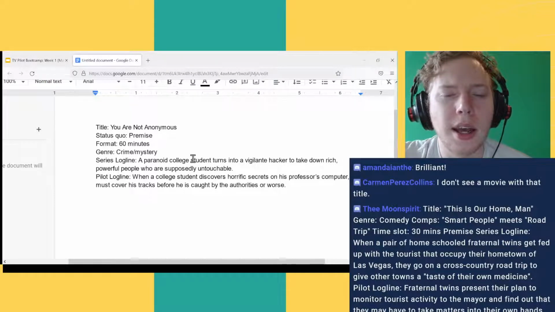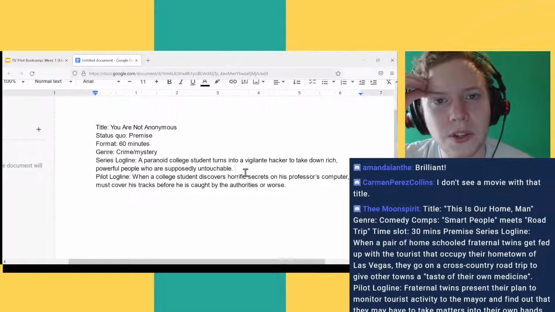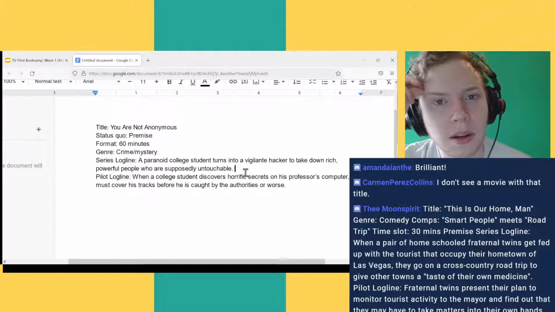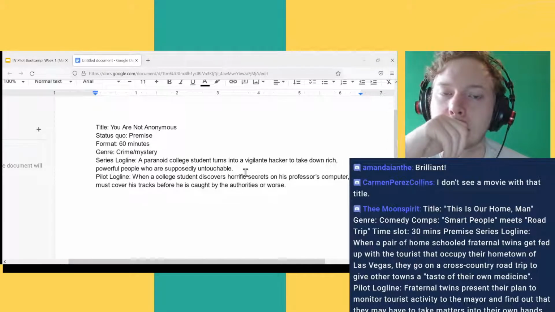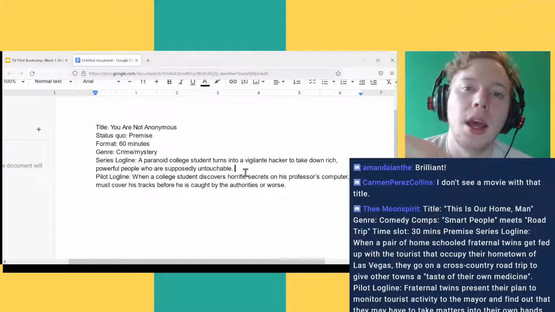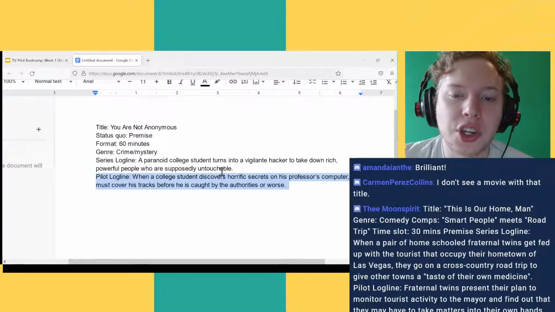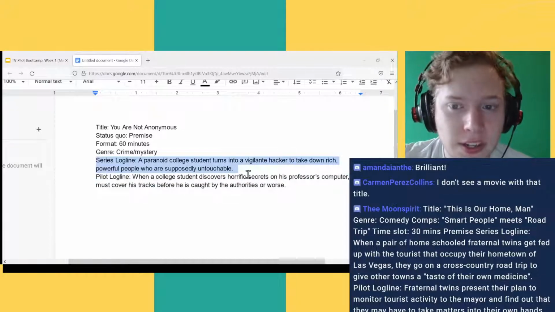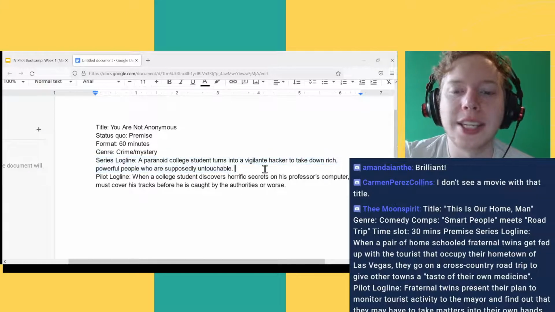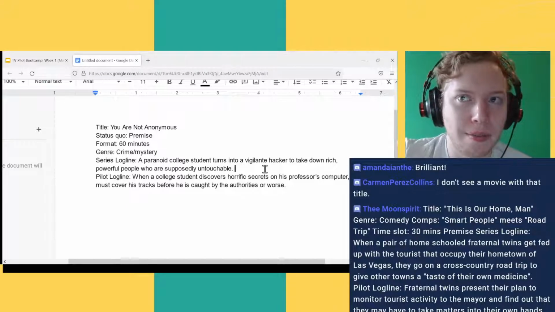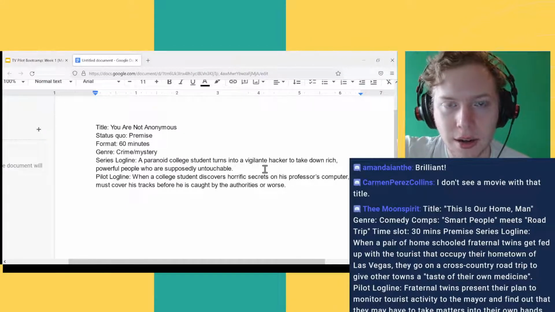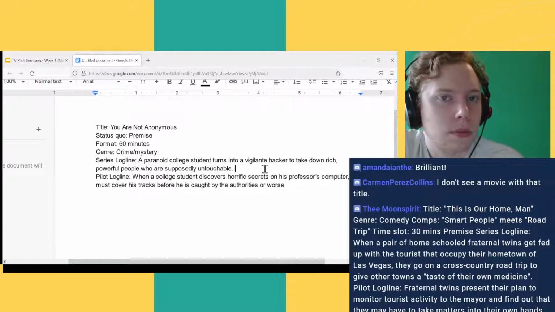But how is he choosing his targets though? I haven't gotten to that part yet. His first episode is just about him discovering the stuff on his professor's computer, and then he's trying to cover up his tracks. Okay. Because I would want to know what's actually motivating him a little bit in the series logline. I don't think he's just trying to take down people because they're rich and powerful, is he? These are rich and powerful people who have done bad stuff, right? Yeah, they do terrible things and they get away with it.